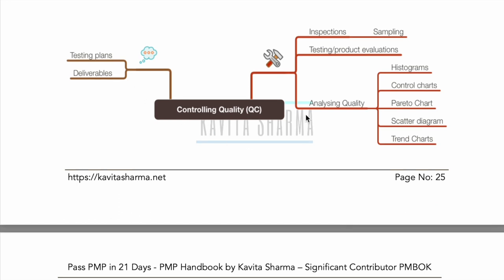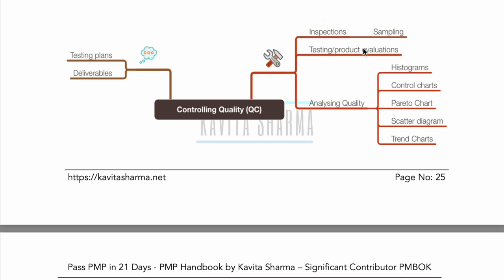Then we control quality. How do I control? What is control quality or QC? We test the deliverable. So testing plans are the input and deliverables are the input. If you look at it, we do inspections, which is we look at the product made by my team. A product could be a project plan, high-level design, or it could be code. It could be an application and so on.